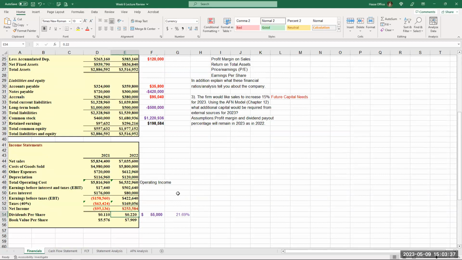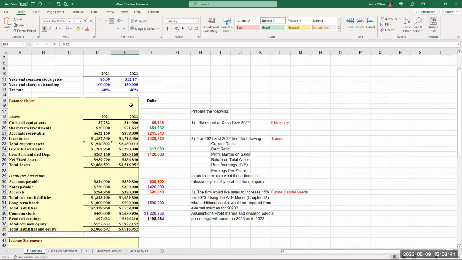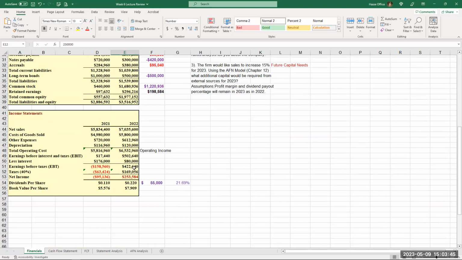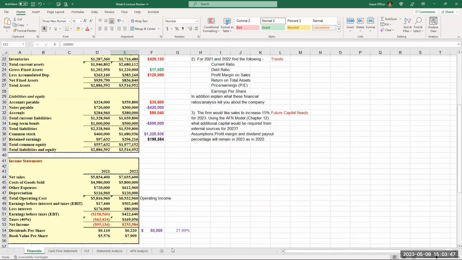The board declared a dividend of 22 cents a share to the shareholders, of which there are 250,000 shares. So 22 cents times 250,000 is $55,000, or a payout rate of roughly 22%. That's the dividends divided by the net income. They paid out about 22% of their profits in dividends, $55,000.